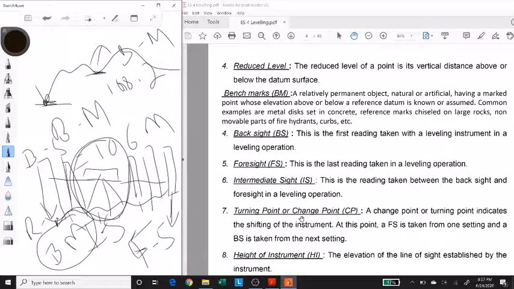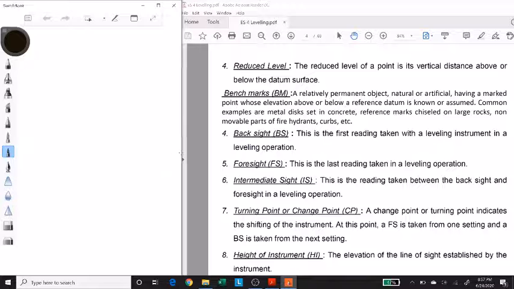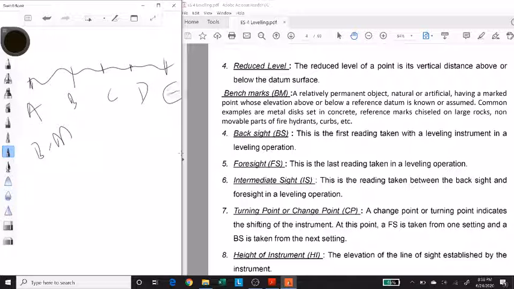Then we have turning point or change point. So let me draw a random surveying plan. So let's say I want to survey this land, and this point A is my benchmark, and I have to find out elevations of point B, C, D, and E. And the distance between these points is huge. So let's say I first set up my instrument over here and I take my first reading at my benchmark point A, that would be my backsight. Then I take a reading at the point B, that would be my intersight.